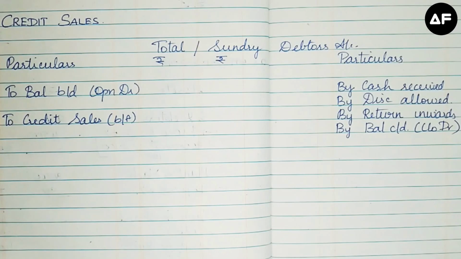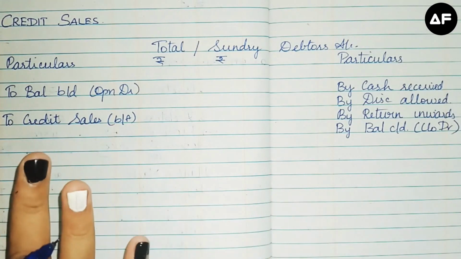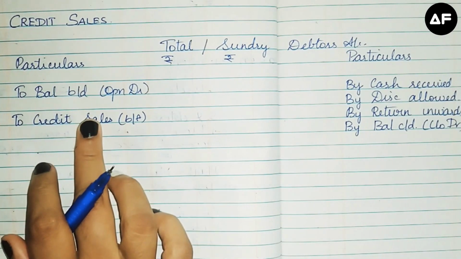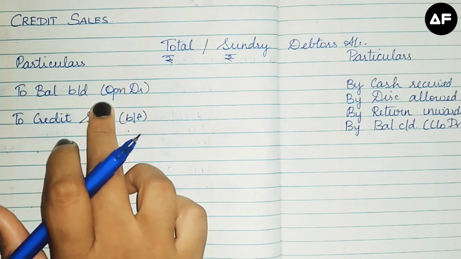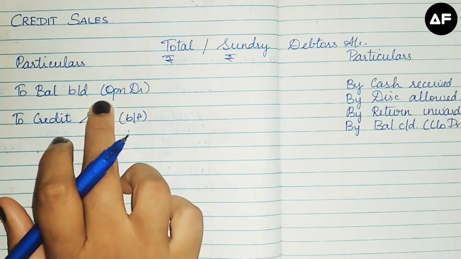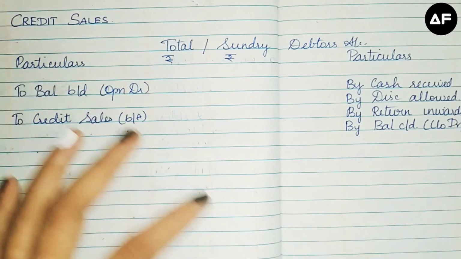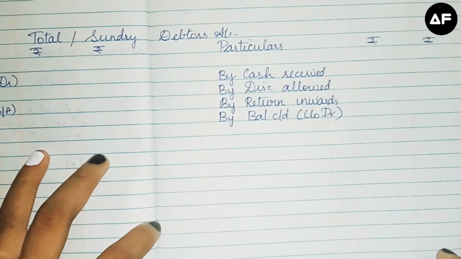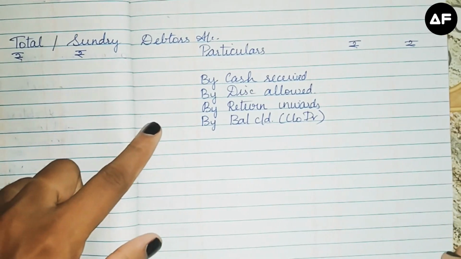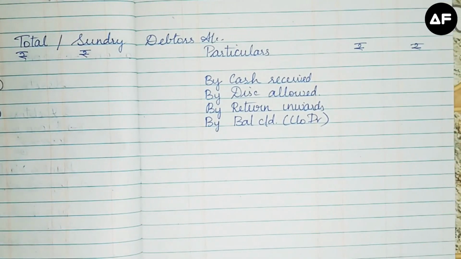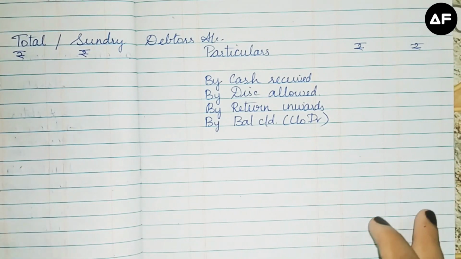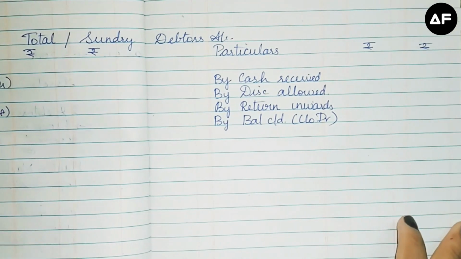This is the total sundry debtors account format. On the debit side, I have opening debtor and credit sales only. The credit sales is going to be the balancing figure. The opening debtor is the only item we are going to record on the debit side as of now. On the credit side, we have the rest of the items: cash received, discount allowed, return inwards, and the closing debtor as balance carried down. Now all we have to do is fill in the figures in the appropriate places.